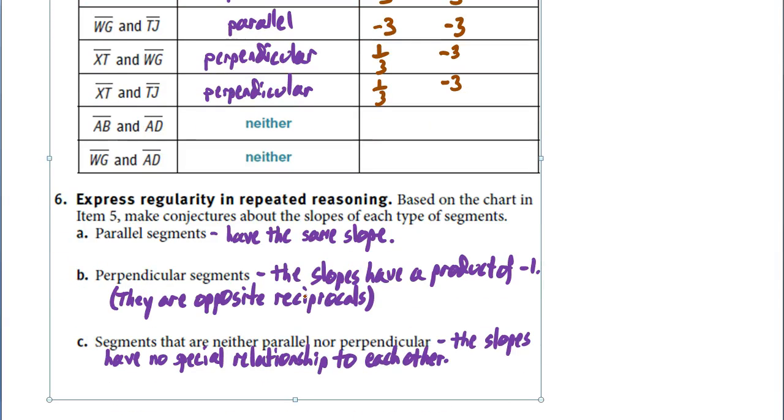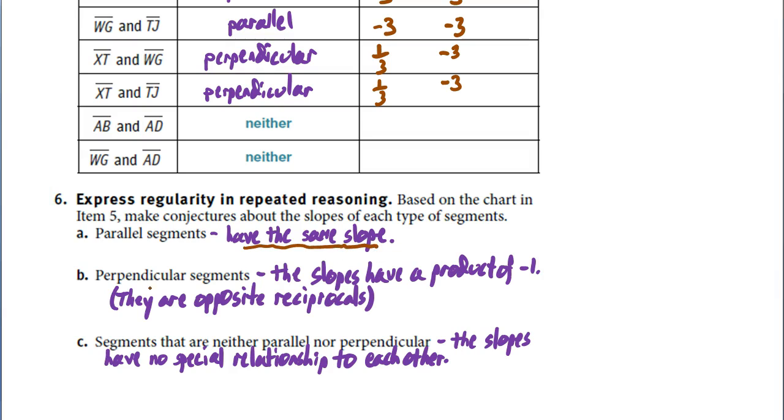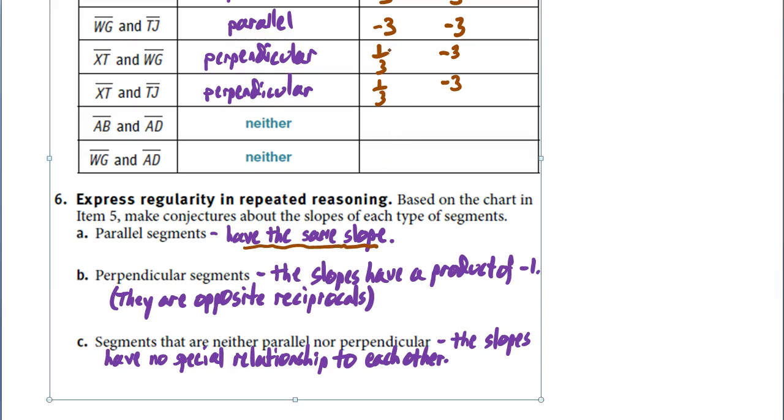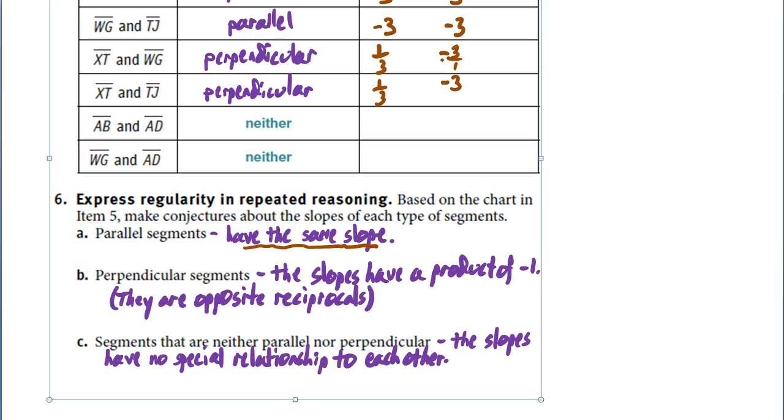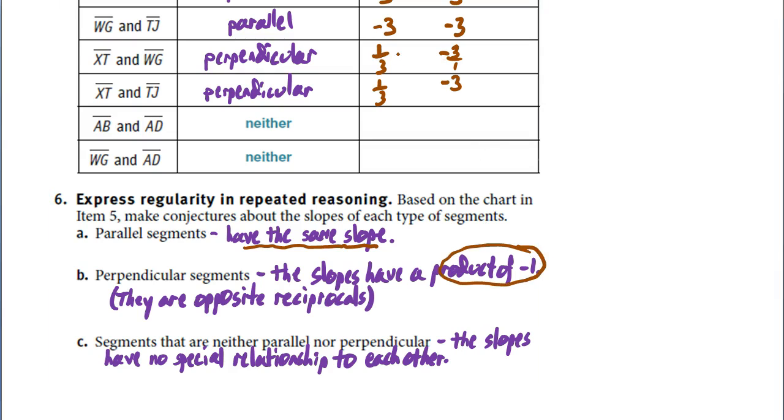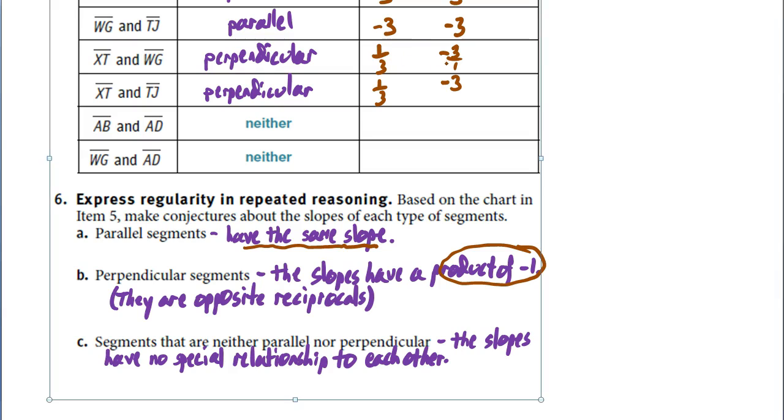Question 6. Based on the chart, make conjectures about the slopes of each type of segments. Well, the parallel segments look like they have the same slope. Perpendicular segments, our examples were the 1/3 and the negative 3 over 1. If you multiply those together, the product is negative 1. So that's one observation we can make about the slopes.